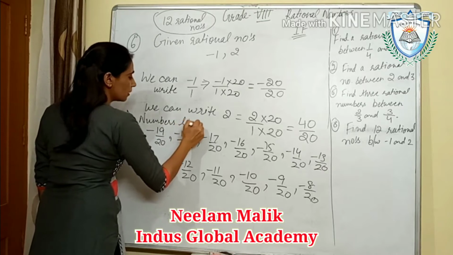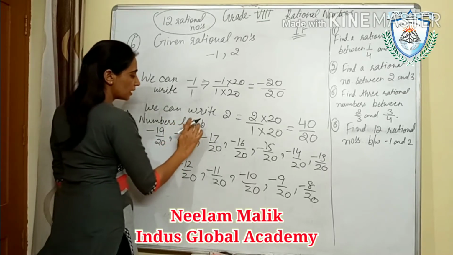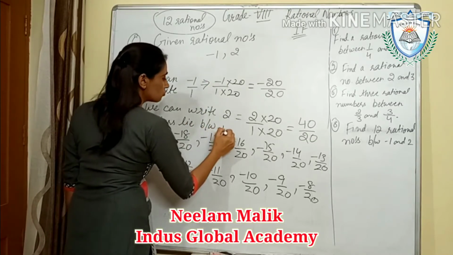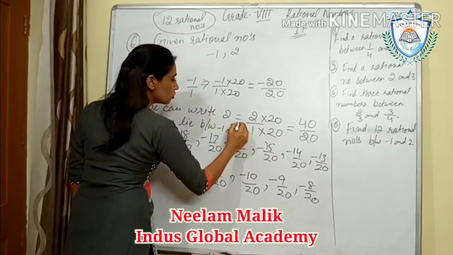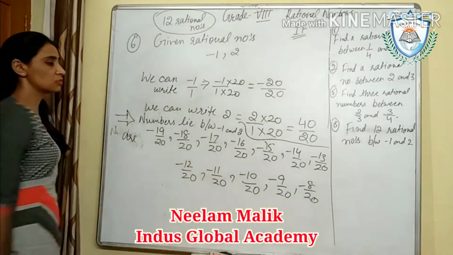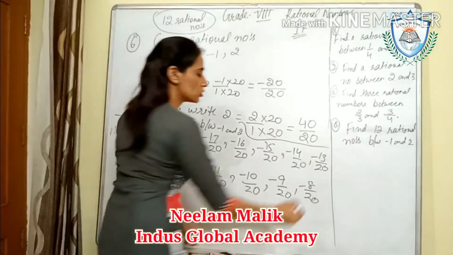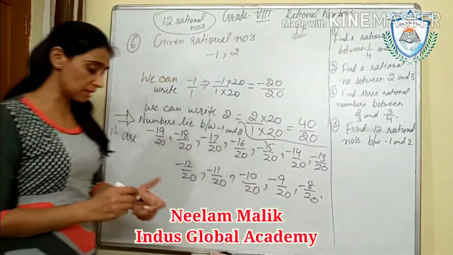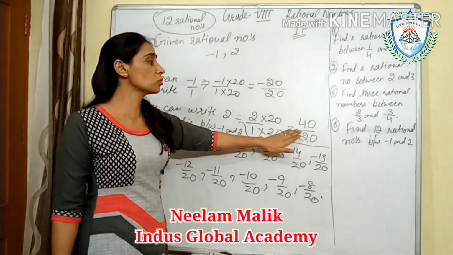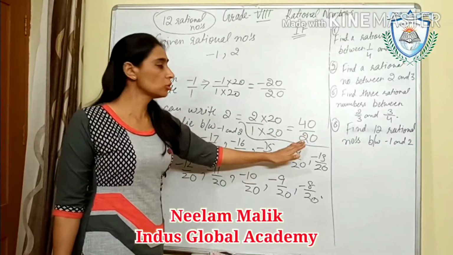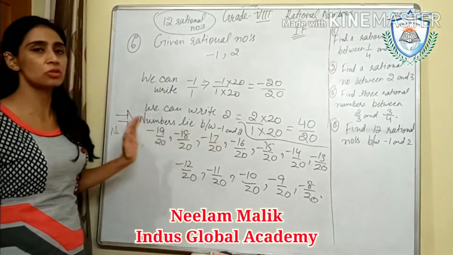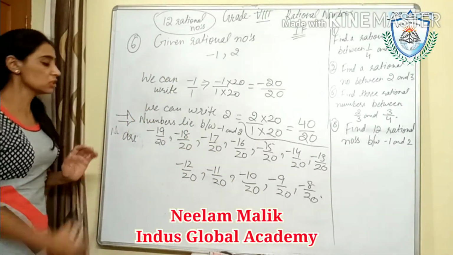Numbers lie between minus 1 and 2, all these numbers, full stop here. So you can start writing numbers from any end. I start from this number, you can start from this also, means 39 upon 20, then 38 upon 20, 37 upon 20, like this you will move toward the 0.